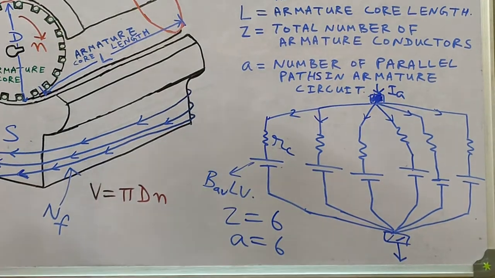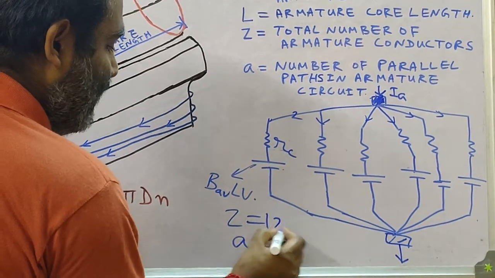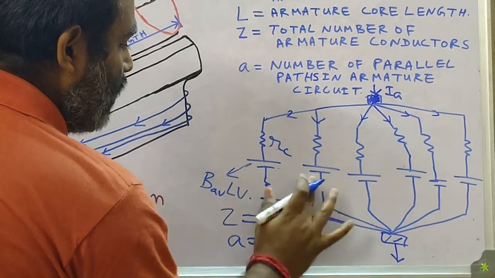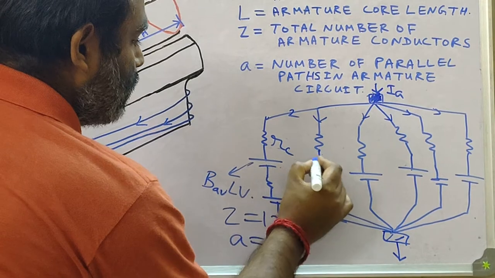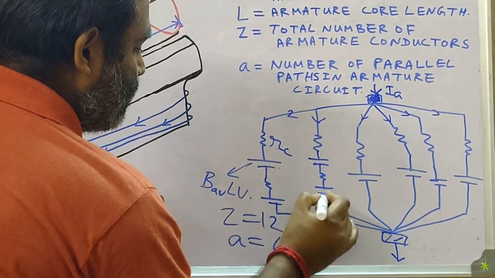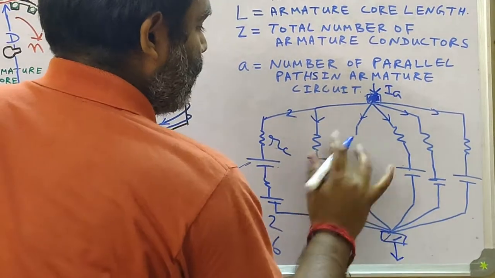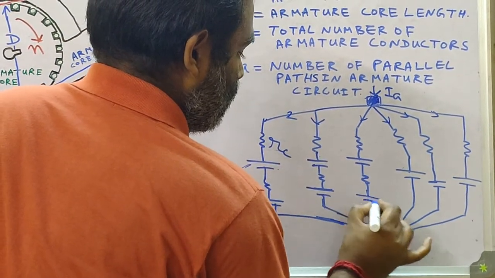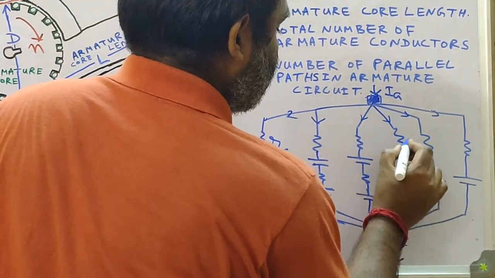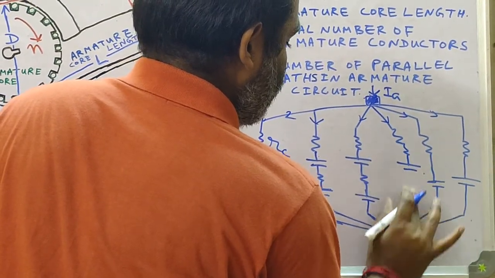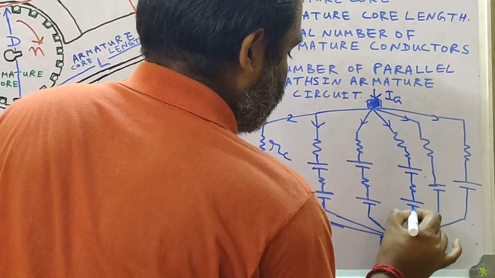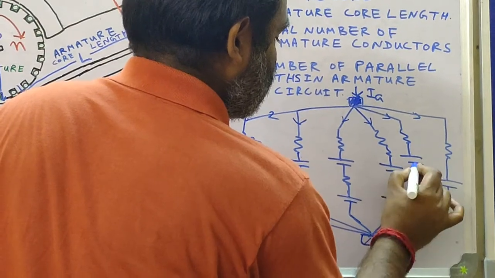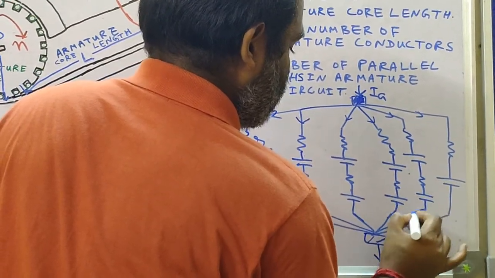Now you can increase, say, Z equal to 12. In that case, I have to accommodate one more conductor here, like this. This is one conductor, this is another conductor. In this way you can form an idea of how to find it out. Let me complete this so that it's understandable.